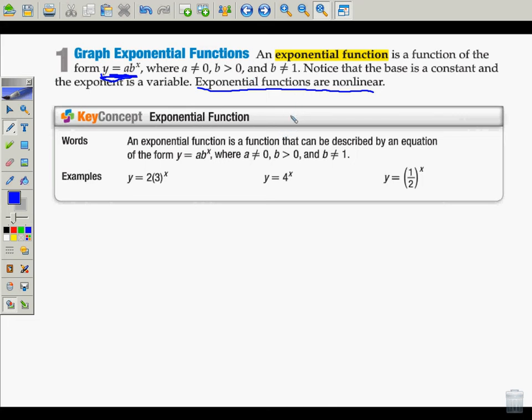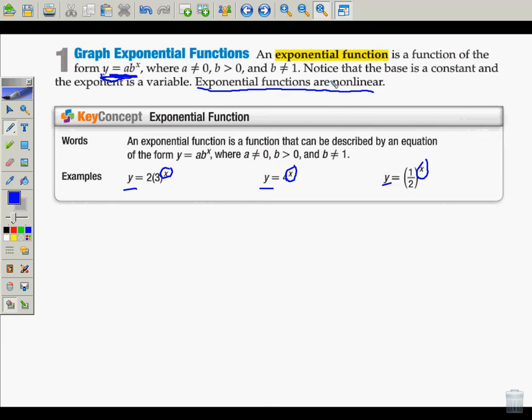So some examples of some exponential functions are y equals 2 times 3 to the x, or y equals 4 raised to the x, or y equals 1 half raised to the x. The common part of an exponential function is you're going to see this raised to the x always. And notice each equation is solved for y. We can kind of think of that as being slope-intercept form.